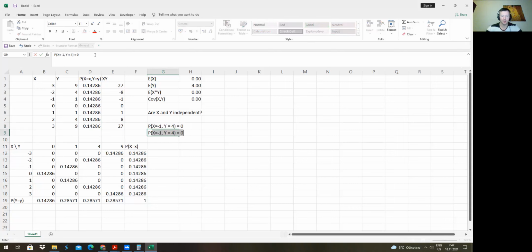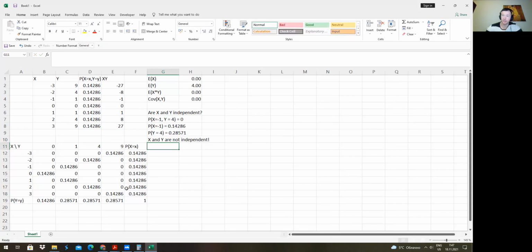So it's 0, while the probability that x is -1 equals 1/7, 0.4286, and the probability that y equals 4 is here, 0.2857. So definitely x and y are not independent.